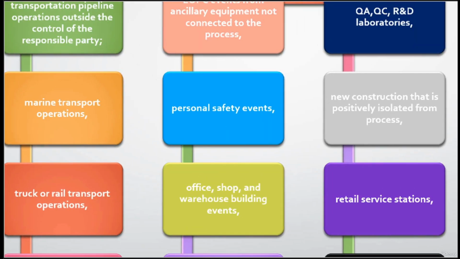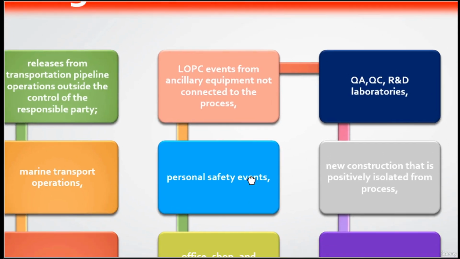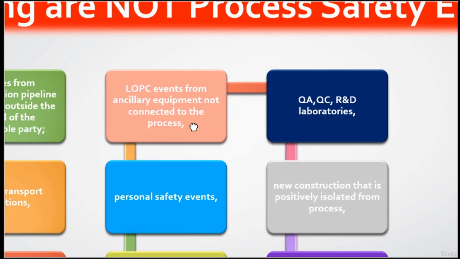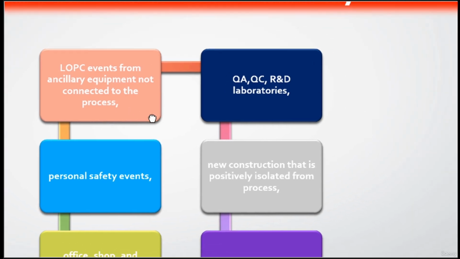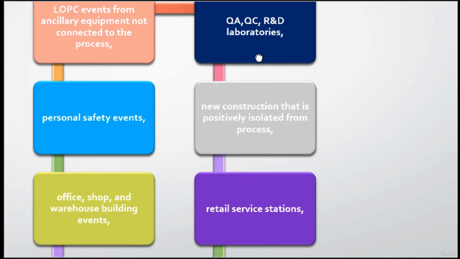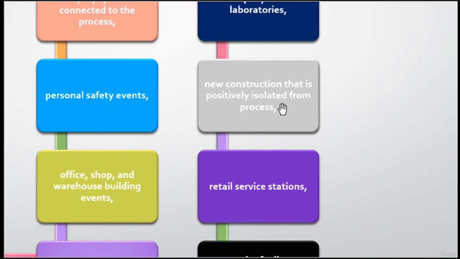Of course, we know it, such as slips, trips, and falls that are not directly associated with on-site response or exposure or loss of primary containment event. And number eight will be the loss of primary containment from ancillary, which is auxiliary equipment not connected to the process. Number nine will be the QA, QC, research and development laboratories events. And number 10 will be the new construction that is positively isolated from the process.